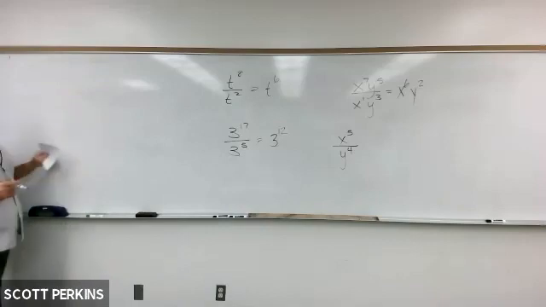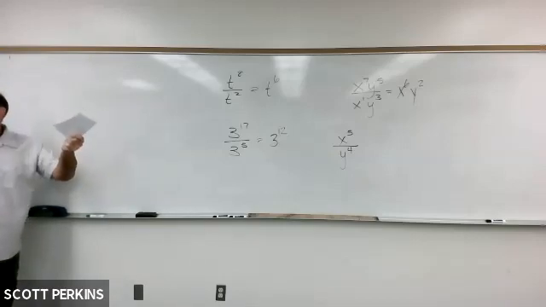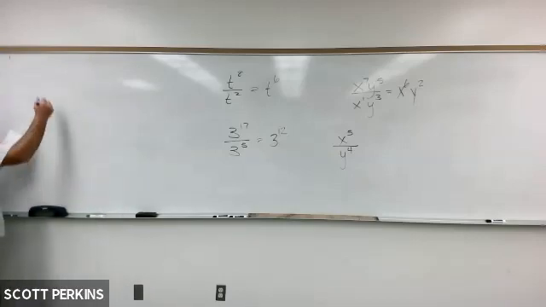The last of the 3 basic rules. So product rule, what do we do when we multiply the bases? Well, we add the exponents. Quotient rule, what do we do when we divide the bases? We subtract them. The last one is called power rule.